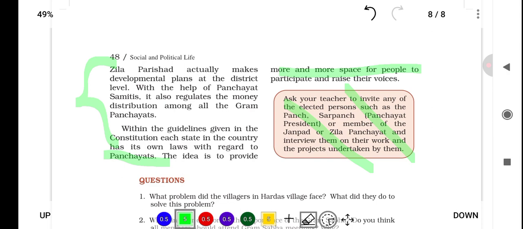A villager, Tijia, discusses the acute water problem in Hardas, stating that hand pump water is below the ground level. The Gram Sabha discusses watershed development and the finalization of a list of people below the poverty line. The Gram Sabha is divided into wards and elected for 5 years. The Gram Panchayat has a secretary who is also the secretary of the Gram Sabha.